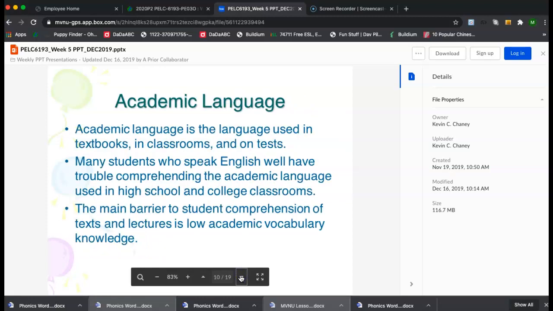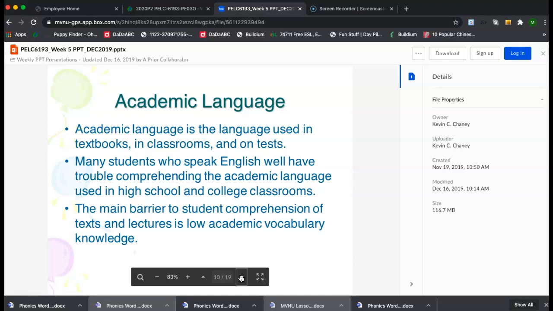Academic language. Academic language is on the MVNU lesson plan template. Well, what is it? That's the language that's used in textbooks, on tests, and in classrooms. Many students who speak English well have trouble comprehending the academic language used in high school and college classrooms. And the main barrier to student comprehension of texts and lectures is low academic vocabulary knowledge.